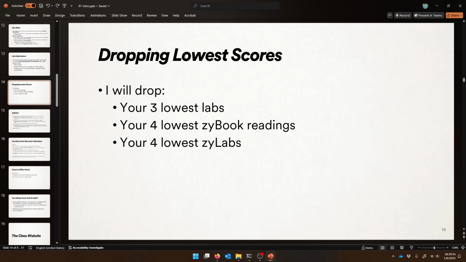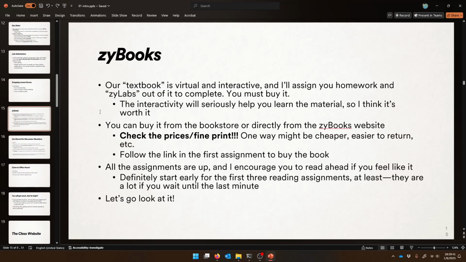And then I'll also drop a few of your lowest scores. So if you have a bad week, it's like it never happened. So look into that, read the syllabus. I'll just move on, right? You can read that later.